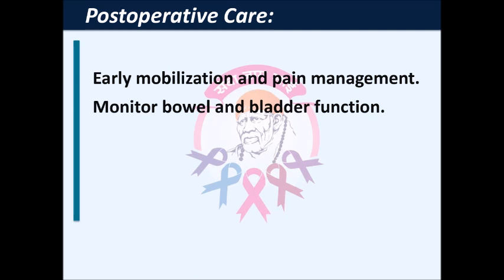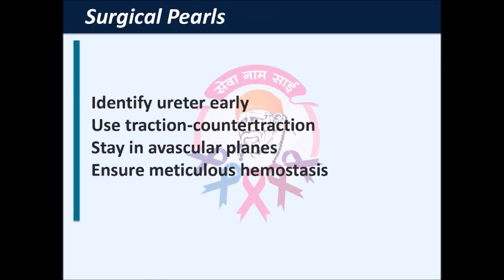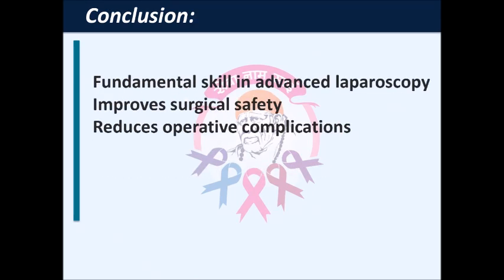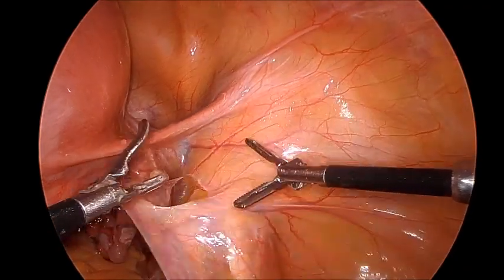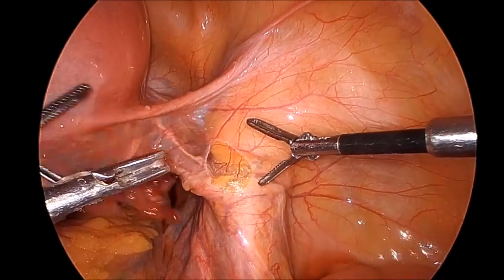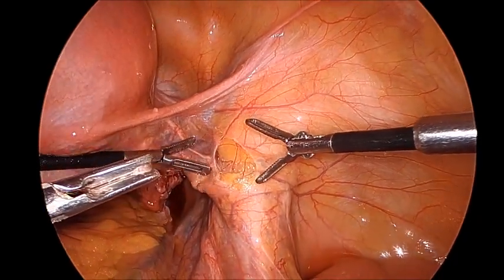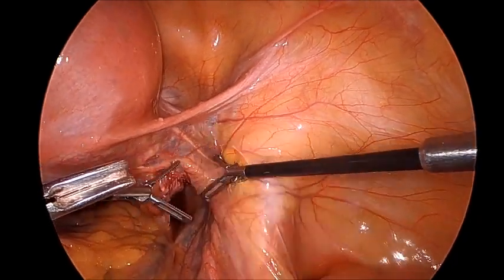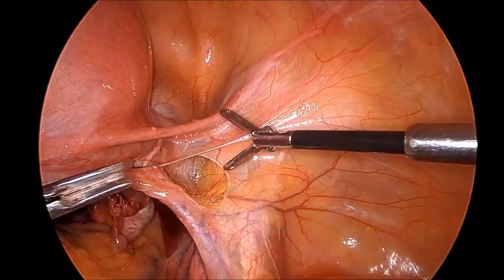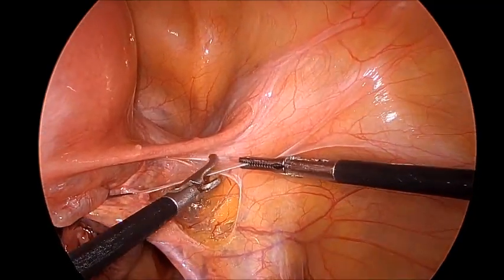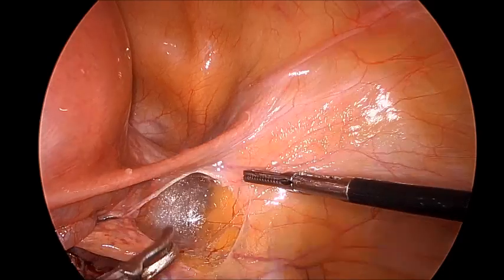Now let us look at the procedure, how it is done. First and foremost, you need to identify the round ligament, the IP ligament and the external iliac vessels. You see this forms a triangle which is bound anteromedially by the round ligament, posteromedially by the IP ligament and laterally by the external iliac vessels. So you start to open the peritoneum almost from the middle of the IP ligament, and you incise the peritoneum parallel to the IP ligament.